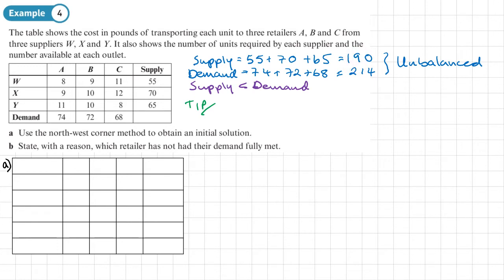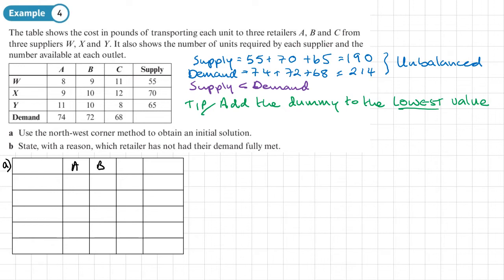So my little tip here is add the dummy, that'll be the supply or the demand, to the lowest value. Another way you could say is that your inequality sign is going to point towards the one where you need to add the dummy. So my inequality sign is pointing towards the supply, so it's actually telling me add another dummy supply. So we'll get this table ready to carry out the algorithm.